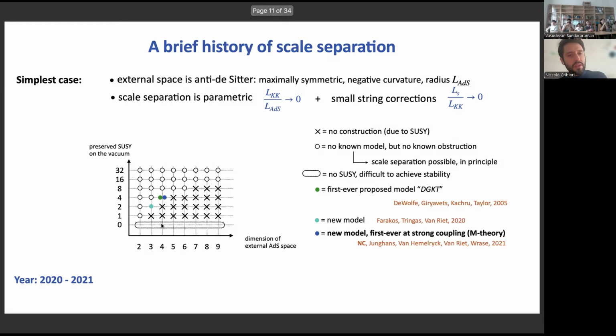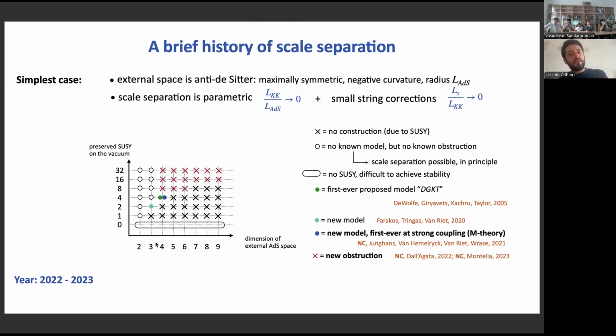Okay, then in one year, from 2020 to 2021, new models have been found, in particular another one in 4 dimensions that I will mention later on. And this was the first ever model at strong coupling also, which possibly could be understood from an M-theory perspective. M-theory is this non-perturbative completion of string theory. And another new model in 3 dimensions.